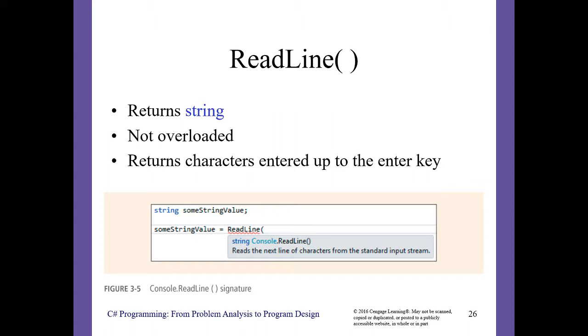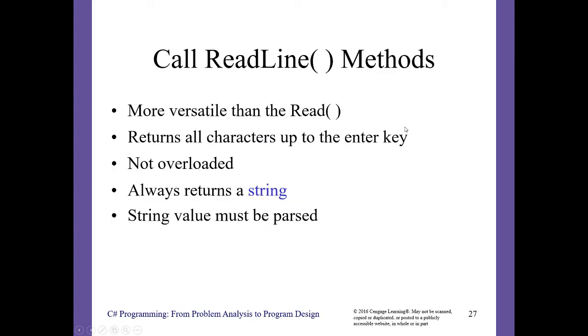ReadLine is another option for us to read data from the console. It reads all of the data up until the pressing of the enter key, so it expects that data to be a string. No overloads. It always returns a string. ReadLine is more versatile than read, and it returns all the characters up to the enter key, but it always returns a string. So we have to parse that string to determine if there's a number in it.